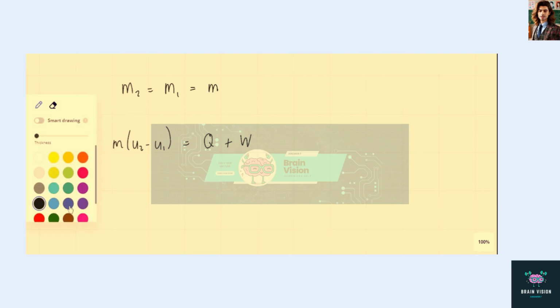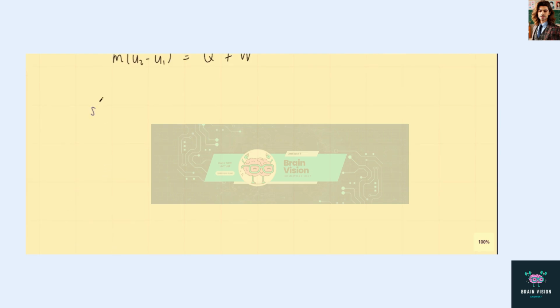So let's write down our information at each state. At state 1, at 20 degrees Celsius, we have that the specific volume V1 is equal to the total volume V over the total mass M. And that's 0.1 divided by 1, which is 0.1 cubic meters per kg.